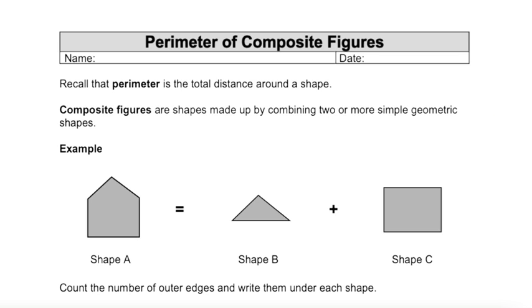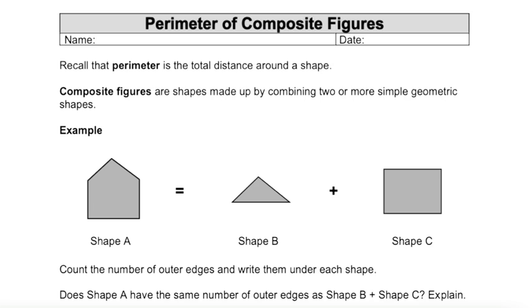Perimeter of composite figures. Recall that the perimeter is the total distance around a shape. Composite figures are shapes made up by combining two or more simple geometric shapes. For example, shape A is made by adding a triangle to a rectangle.